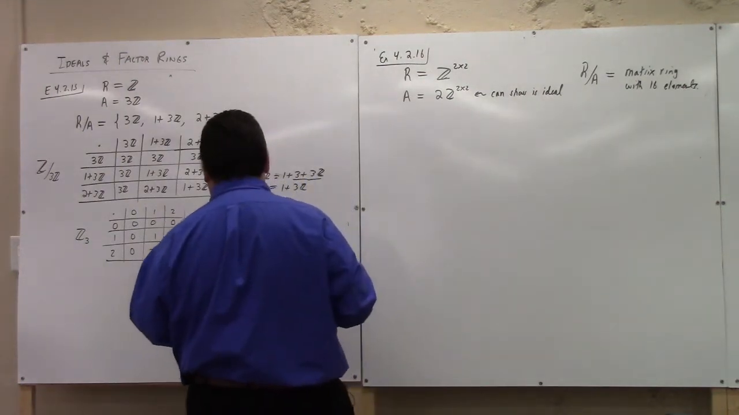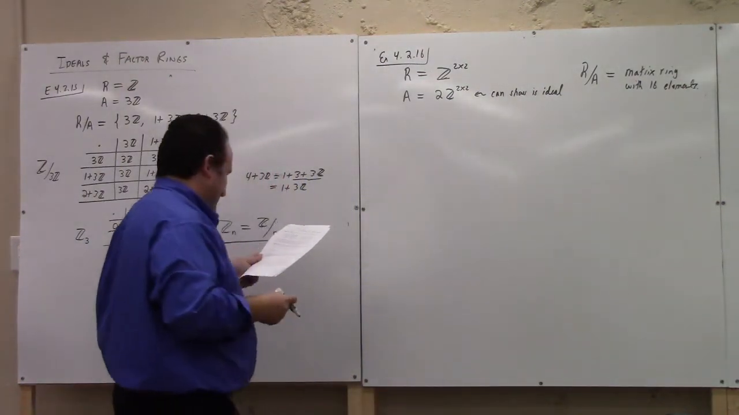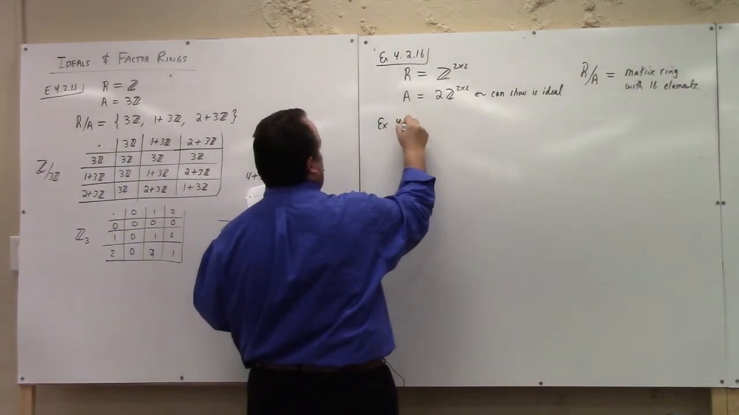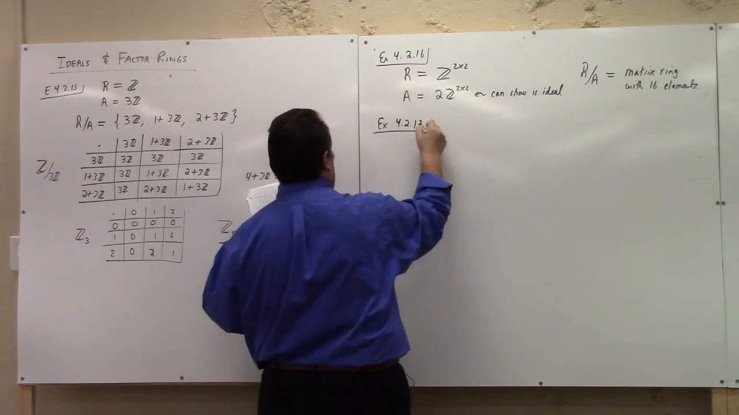And I have them listed, sort of. All right. What's more interesting, though, is the next example, because it takes us back to Gaussian integers.